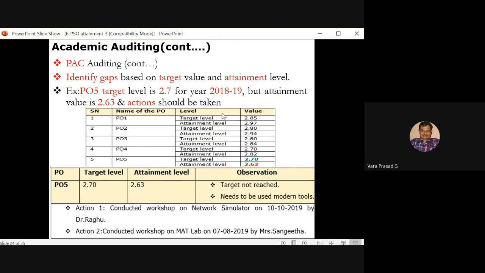For the next year, you have to conduct some sort of event, like a program, guest lecture, or seminar, whatever you can conduct. But that program has to be focused on that particular PO only. For example, PO5 mainly talks about the usage of modern tools. You can conduct a workshop on a network simulator, hands-on experience with MATLAB, LabVIEW, SCADA, anything like that. Whichever PO does not reach the target level, you can conduct some events for it. That is called curriculum gap action taken.